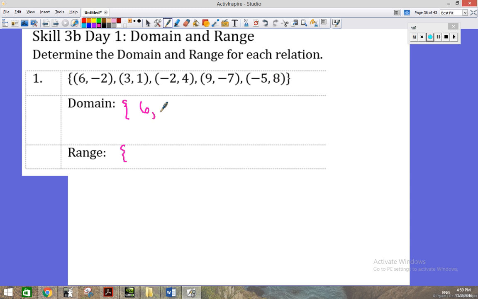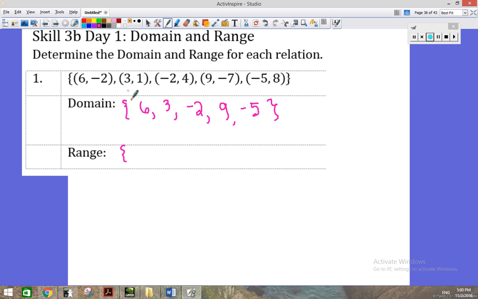So I have a 6, I have a 3, I have a -2, I have a 9, and I have a -5. You can list those in any order, ascending, descending, or just read them off in the order they were presented. You do not want to have any numbers listed more than once. Once you're in the set, you're in. You don't have to repeat yourself. You don't have to say it louder. It's in.